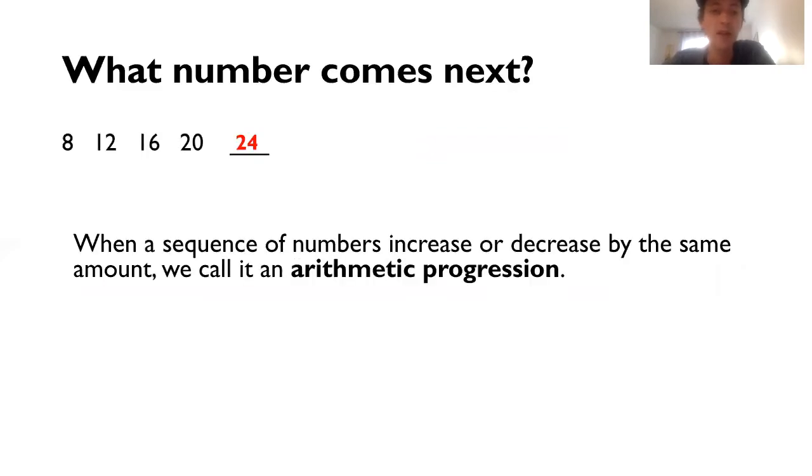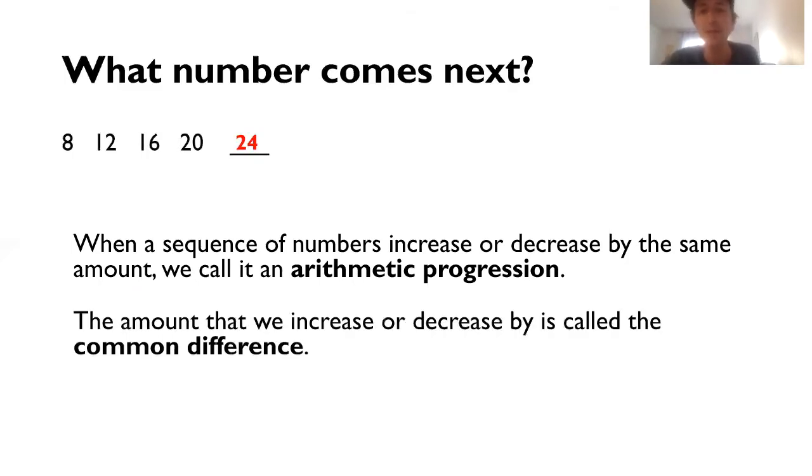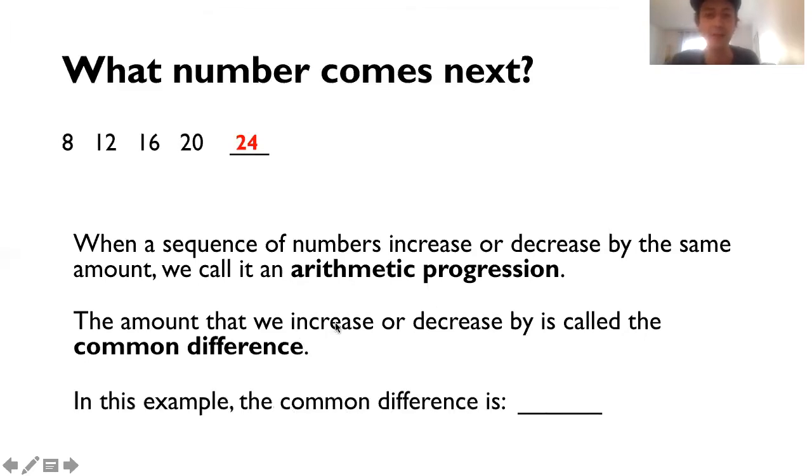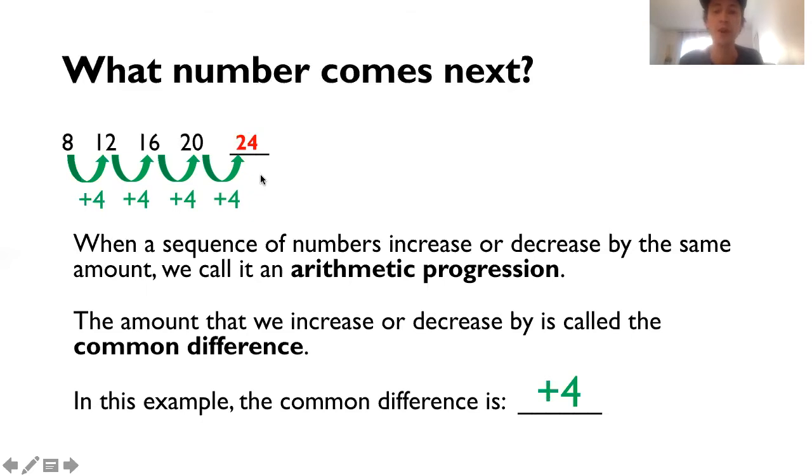More on that later. So when a sequence of numbers increases or decreases by the same amount, we call it an arithmetic progression. And like I said, the amount that we go up or down by is called the common difference. When you head into Sec 2, it's possible you might hear different words for these, but for now, that's how I'm going to refer to them. So in this example, 8, we go to 12, 16, 20. We are adding 4 every time we go from one number to the other. So in this example, the common difference is going to be plus 4.